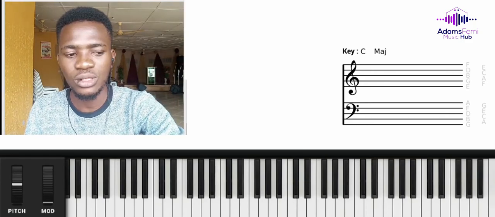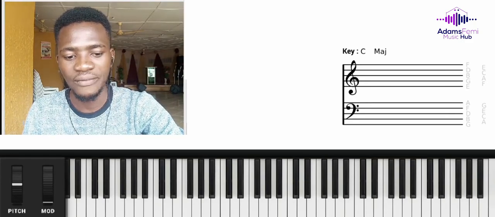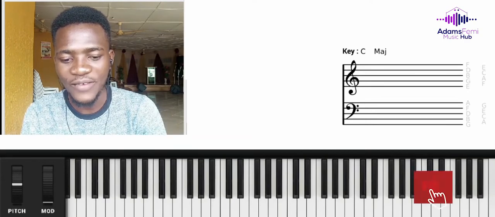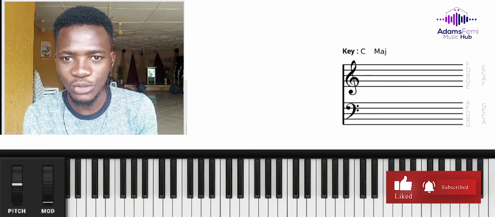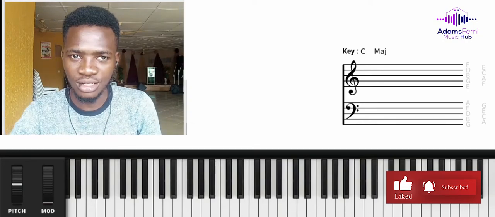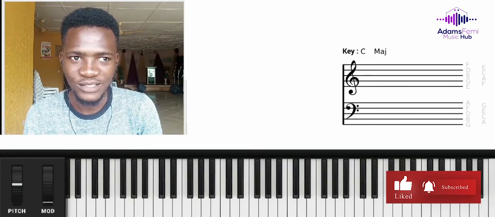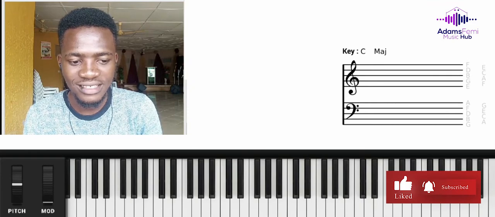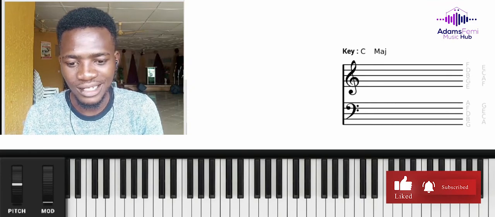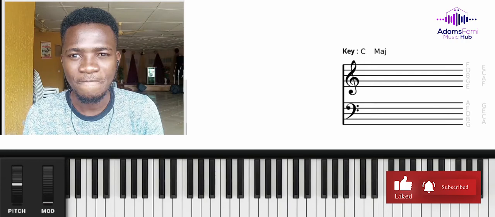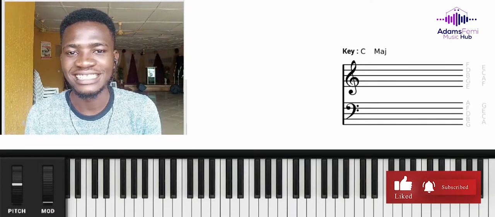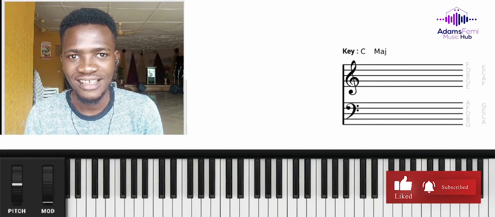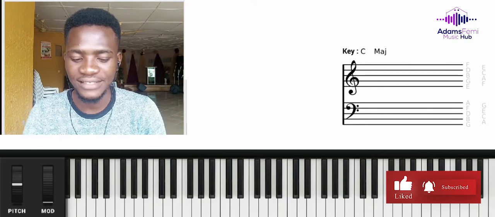Also, we talked about intervals. I said intervals is the distance from one note to another note. Now, it's quite broad, but under it we did a whole step movement and a half step movement.